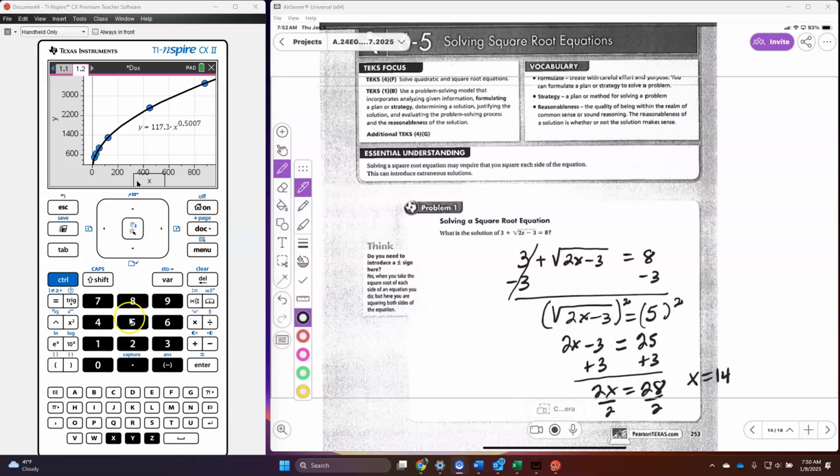Just like before, I've asked you to check. So we're going to substitute into the original equation. So we have 3 plus the square root of 2 times what we found to be x, which is 14, minus 3, and then we set it equal to 8. And since it's true, we know that 14 is a solution.